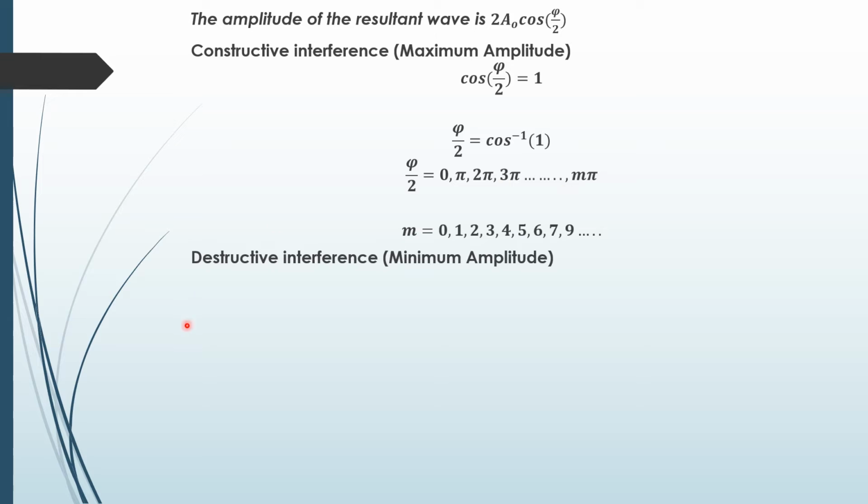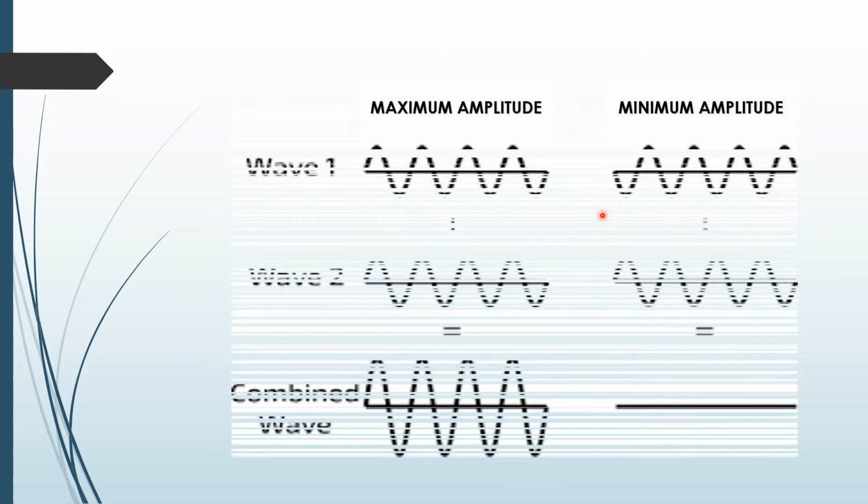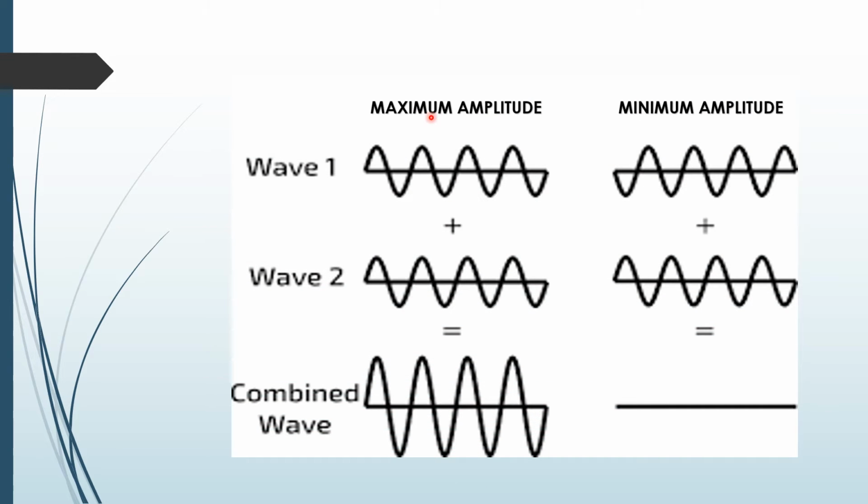And then if we talk about minimum amplitude or destructive interference, cos phi by 2 should be 0, or phi by 2 should be equal to cos inverse of 0, and cos inverse of 0 is at pi by 2, 3 pi by 2, 5 pi by 2 up to n plus half pi, where n is again 0, 1, 2, 3 and so on. So here we have the explanation of maximum amplitude and minimum amplitude.